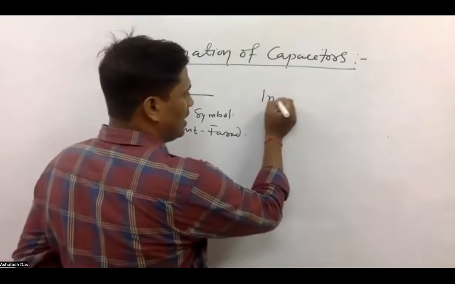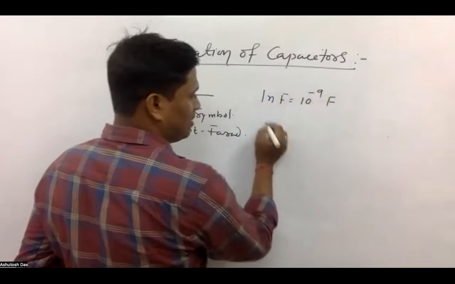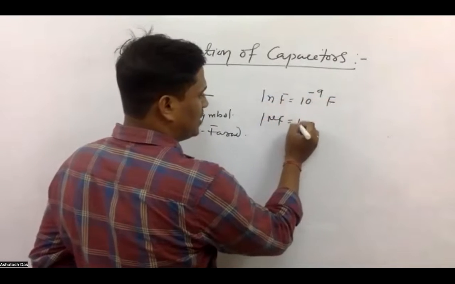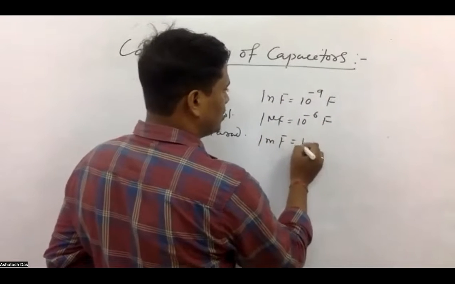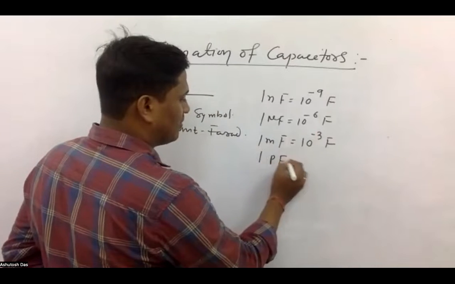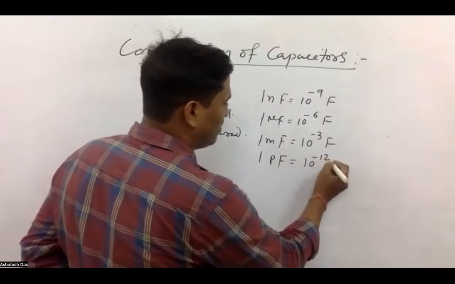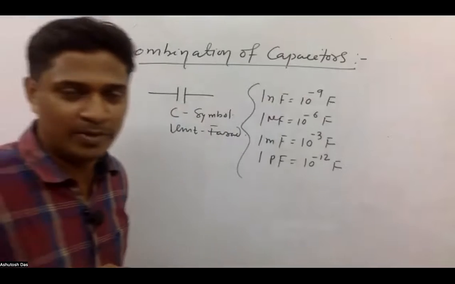That means 1 nanofarad is how much? 10 to the power minus 9 farad. 1 microfarad, that is how much? 10 to the power minus 6 farad. 1 millifarad, how much? 10 to the power minus 3 farad. 1 picofarad, right? Pico means 10 to the power minus 12 farad. So these units you are most probably going to get when you will be solving the numericals.